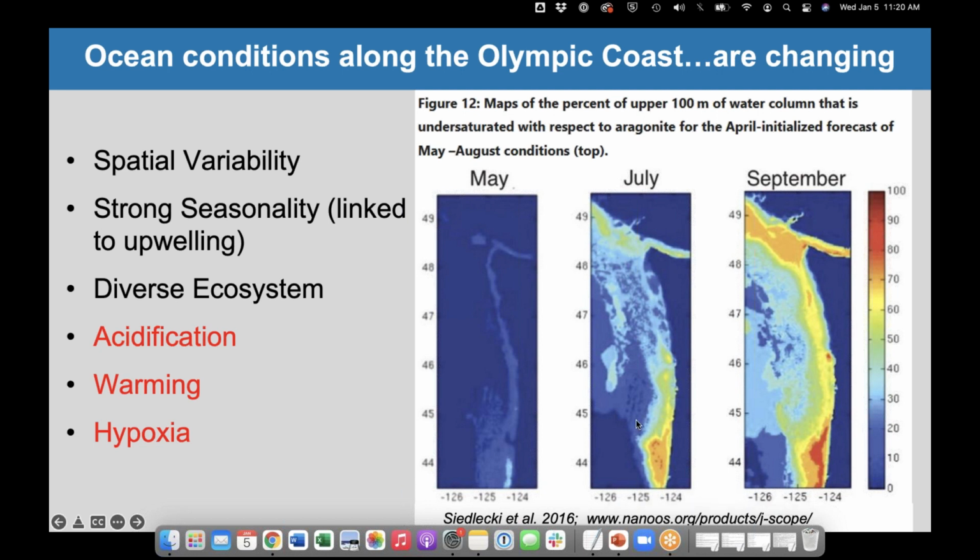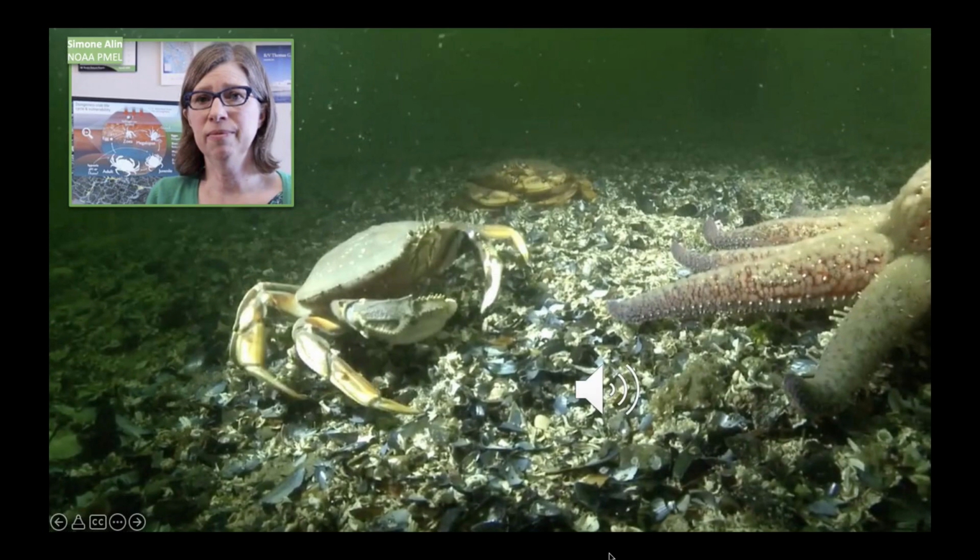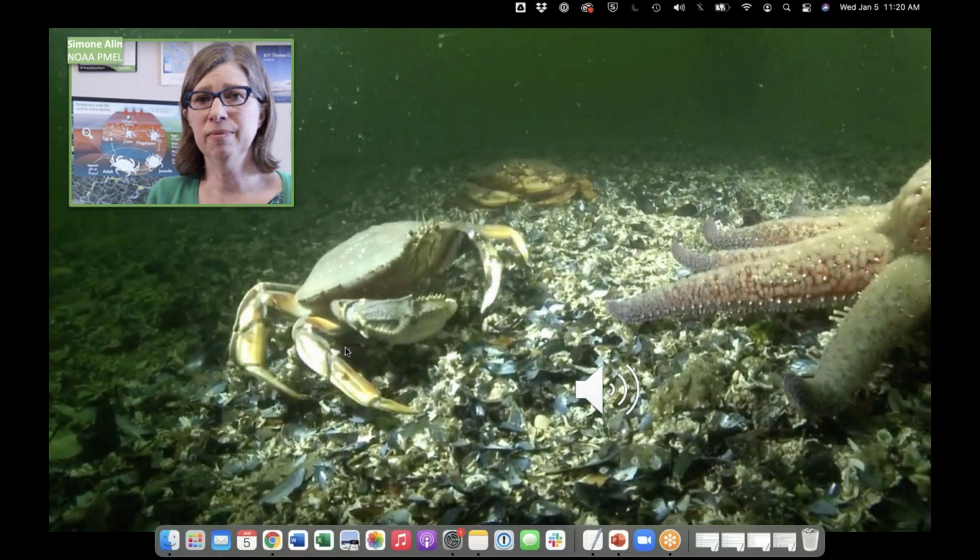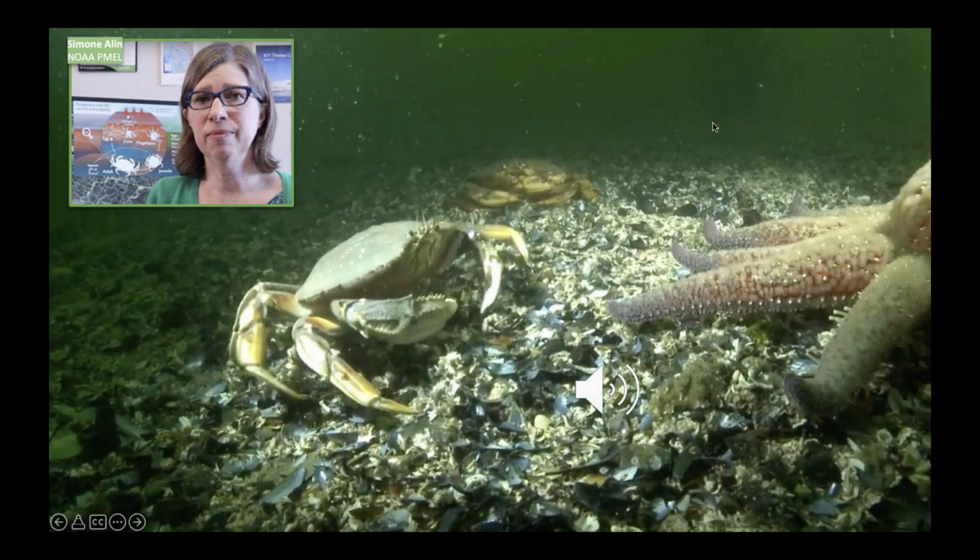All right. So I've established a little bit about what the ecosystem is like. What I want to tell you now is that ocean conditions along this amazing ecosystem are changing. The first 3 bullet points in this slide are not changes. These are just characteristics of the Olympic coast. There's a lot of variability through space from north to south along this coast. So the ecosystem is very varied. There's strong seasonality in the conditions. I spoke about upwelling, and that upwelling really enhances acidification at certain parts of the year.